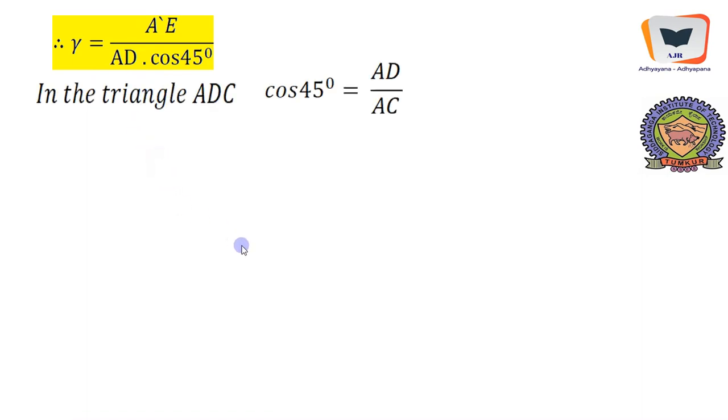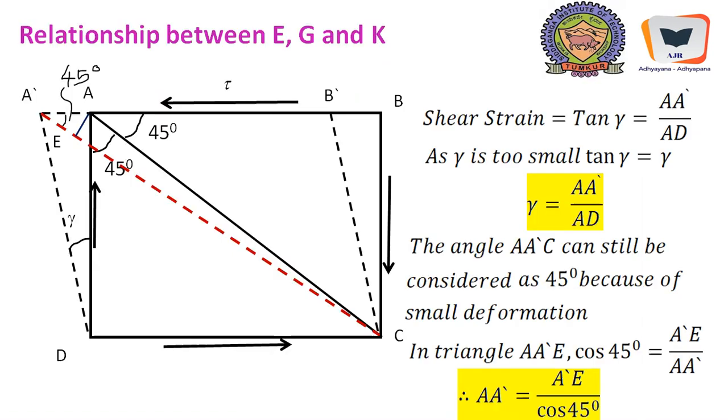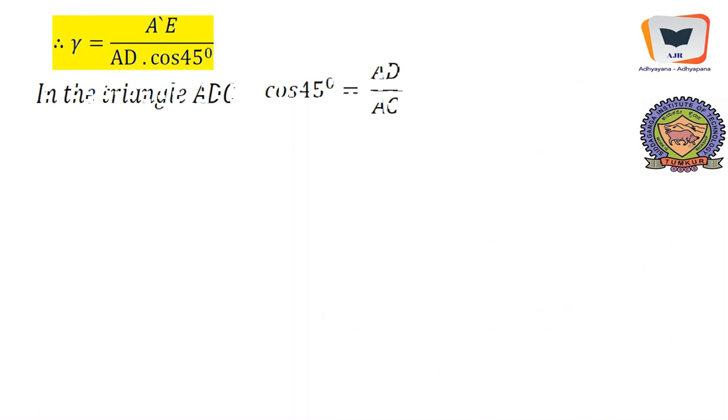So continuing further, we have gamma now, A dash E divided by AD cos 45. In the triangle ADC, we will go back to see what this ADC is. This angle is 45, and if you take cos 45 again over here, we will find cos 45 equal to AD divided by AC, the adjacent divided by hypotenuse. Therefore we will be able to remove even A dash E also. So AD also. In the triangle ADC, cos 45 is AD divided by AC.